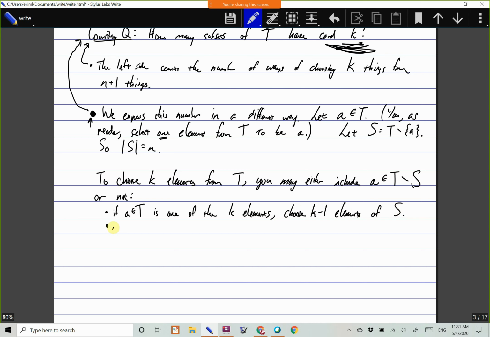On the other hand, if the a is not one of the K elements, how do we build a subset of T that has K elements if we did not pick little a as one of those elements? Then we still need to pick all of our remaining elements. So we need to choose K elements of S.